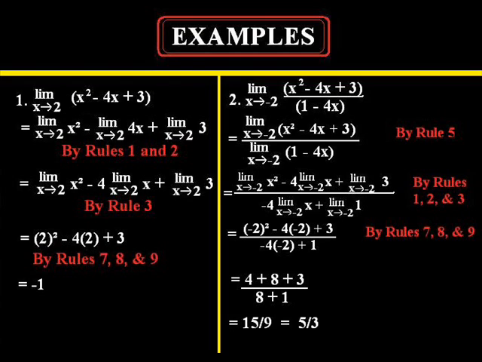And via rules 7, 8, and 9 together, in the third line, we have -2 squared minus 4 times -2 plus 3, all divided by -4 times -2 plus 1. This equals 4 plus 8 plus 3 divided by 8 plus 1. So therefore, the answer to the limit as x approaches -2 of x squared minus 4x plus 3, all divided by 1 minus 4x is equal to 15/9, or rather 5/3. Alright, we're going to move on to example 3.